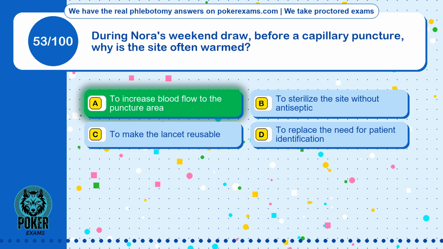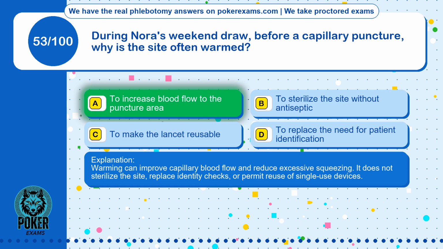The correct answer is option A. To increase blood flow to the puncture area. Warming can improve capillary blood flow and reduce excessive squeezing. It does not sterilize the site, replace identity checks, or permit reuse of single-use devices.